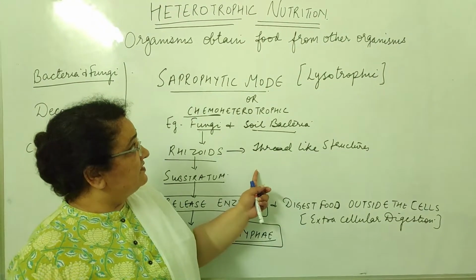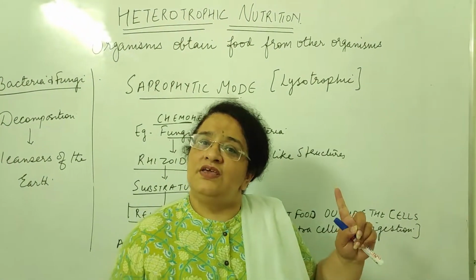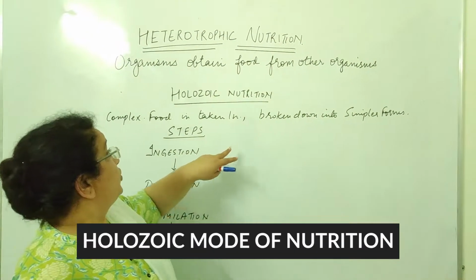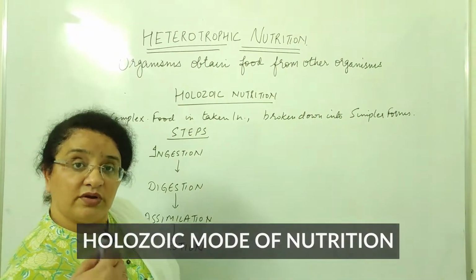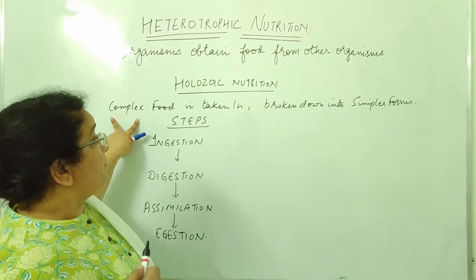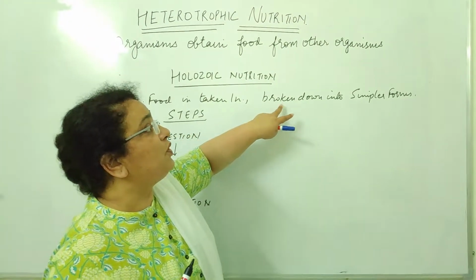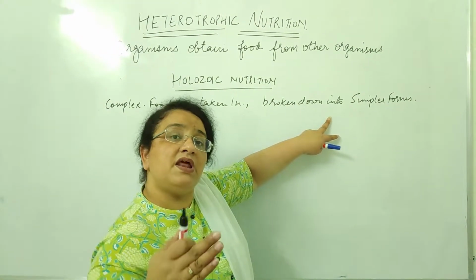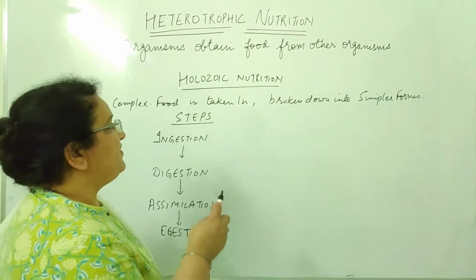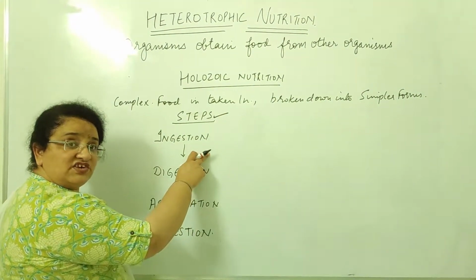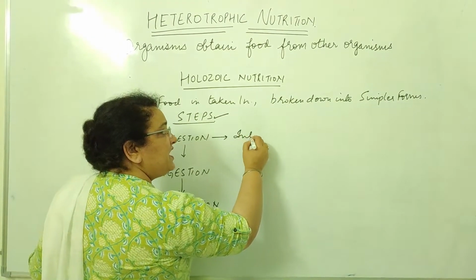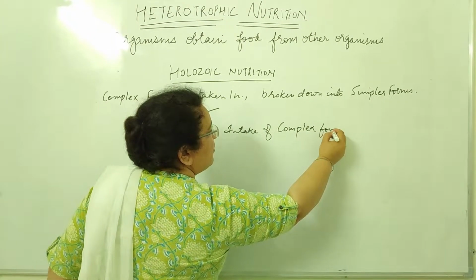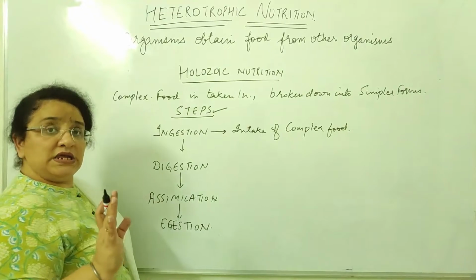They are the decomposers. And the next mode of nutrition is Holozoic nutrition. Now in the Holozoic type of nutrition, as we told, the organism takes solid food inside the body, and then when complex food is taken in, it is broken down into simpler forms, that is, digested food, in a simpler and absorbable form. But it has various steps. First is ingestion. Ingestion is the intake of complex food, in the form of course solid food or liquid food.